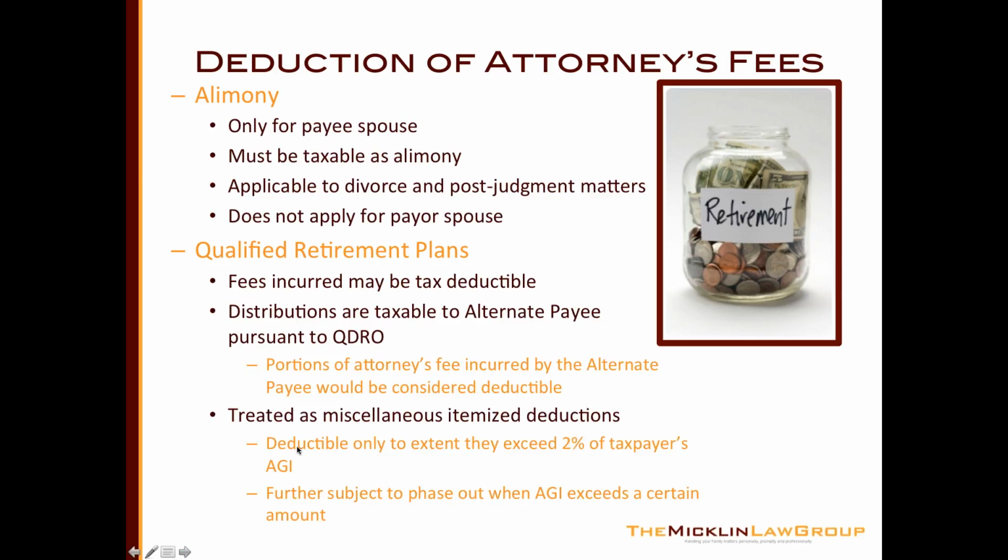Here is why you need to talk to your accountant. They're treated as a miscellaneous itemized deduction only to the extent they exceed 2% of your adjusted gross income, and then it phases out when your adjusted gross income exceeds a certain amount. It's far too complicated for me to take the time to do that analysis with you now. It's something you definitely want to talk to your accountant about. I can say simply that more often than not, the phase out of the adjusted gross income prevents most people from actually being able to benefit from it. But don't take that as not important enough to look into. You definitely should.